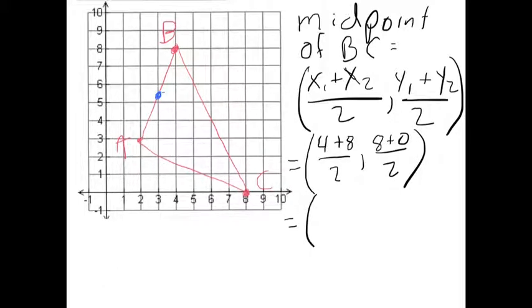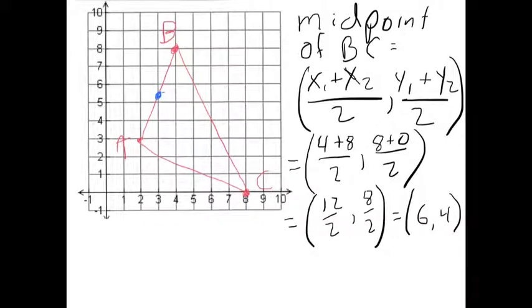And this gives us 4 plus 8 over 2, that's 12 over 2. And 8 plus 0 is 8 over 2. And that's going to simplify very easily to 6, 4. And let's find that on the graph. There's 6 over and 4 up. And that looks an awful lot like the midpoint of that line segment.